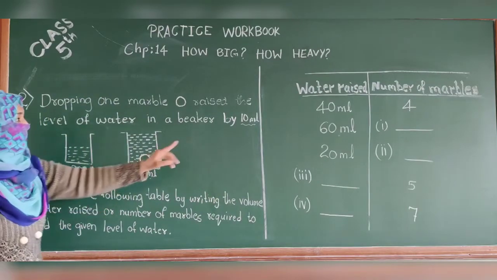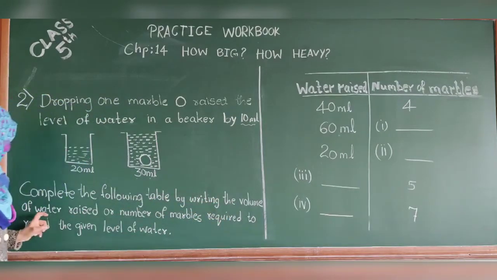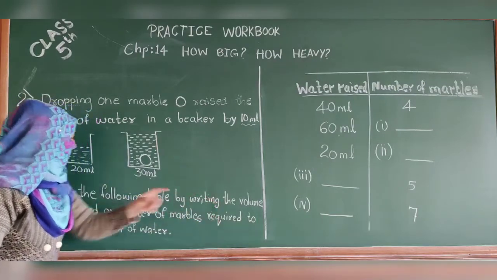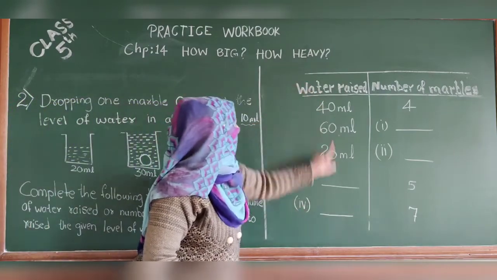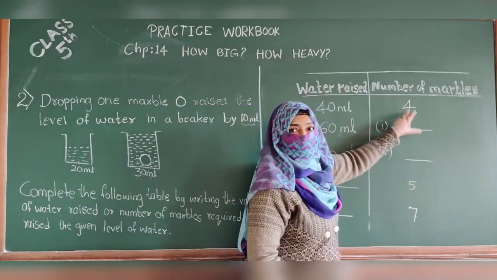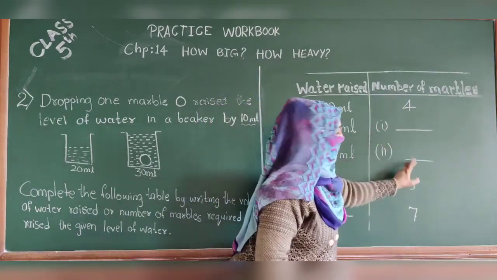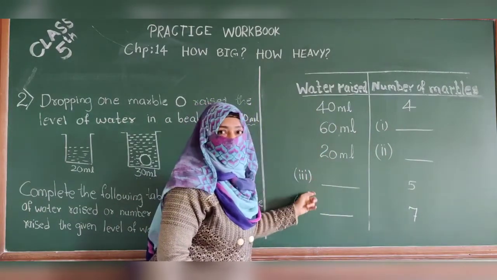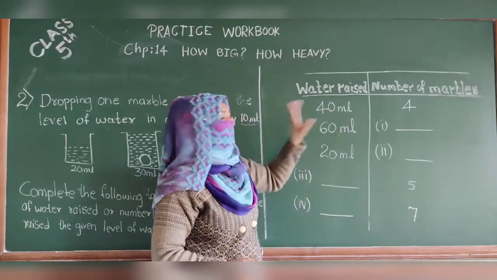Complete the following table, that means this table, by writing the volume of water raised or the number of marbles required to raise the given level of water. So here the level of water is raised and how many marbles I have put inside is given. Sometimes you have to give the number of marbles and sometimes you have to find the water level raised in ml. Both the things you have to do. See, the first one is given to you.